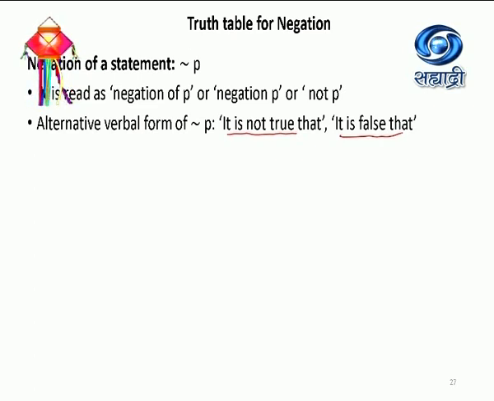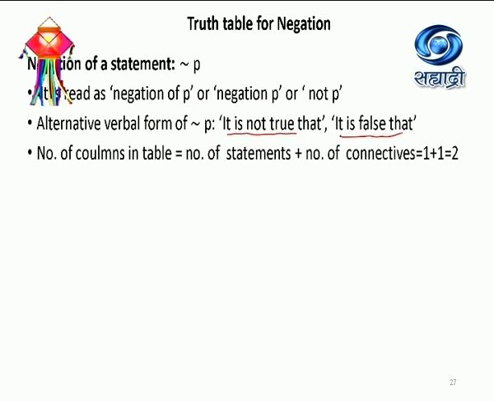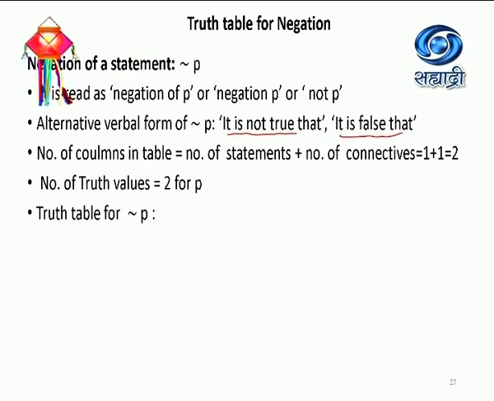And let's go for the truth table on one statement and one connective. So only 2 columns in the truth table, only one statement. So only 2 truth values for P, T and F. So what will be the truth table?